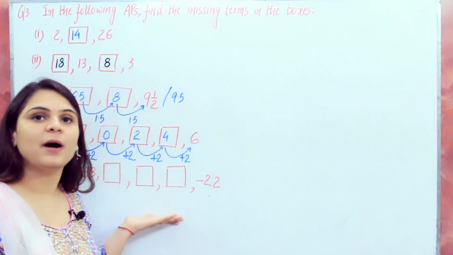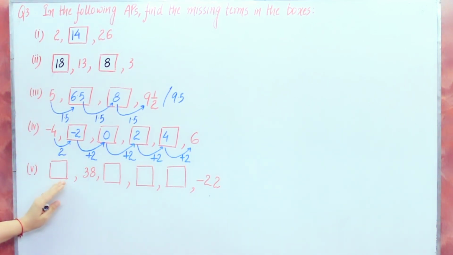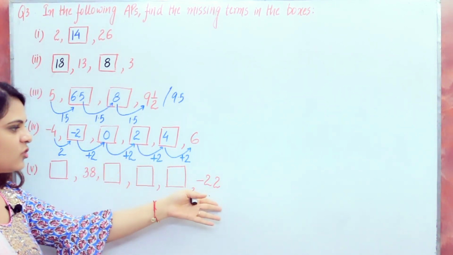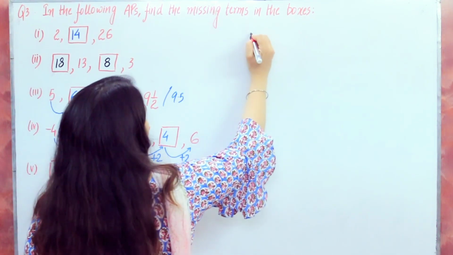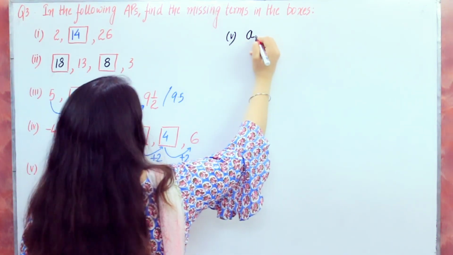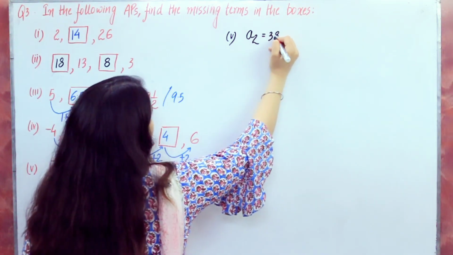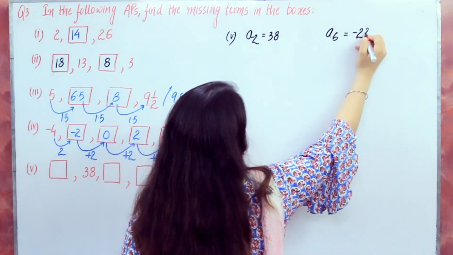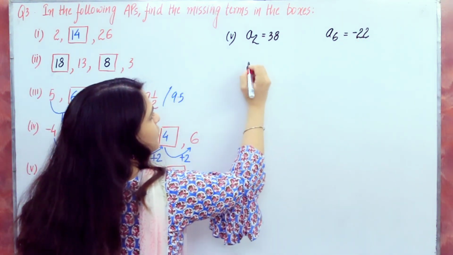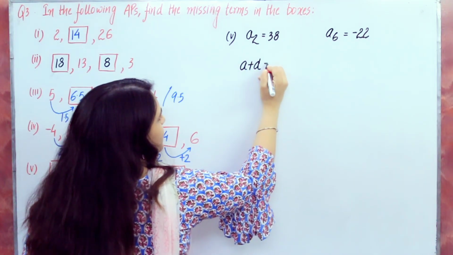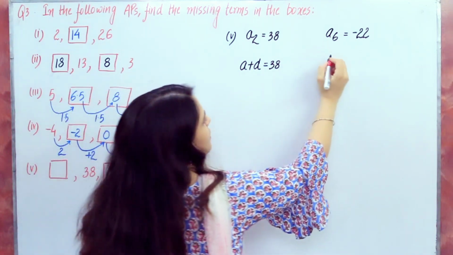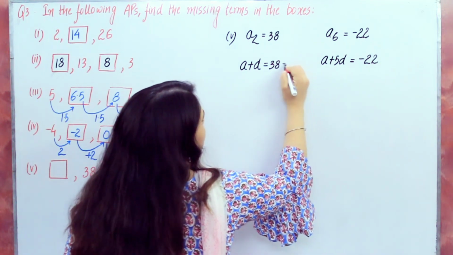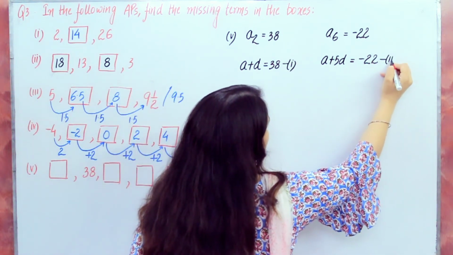Now we will solve last part of this question number 3. In this part we have second term is equal to 38. Third, fourth, fifth terms are missing, and sixth term is equal to minus 22. So we have second term is equal to 38. And also we have sixth term is equal to minus 22. So by using formulas, A2 is equal to a plus d, and formula for sixth term is a plus 5d is equal to minus 22. So here we have equation number 1 and equation number 2.